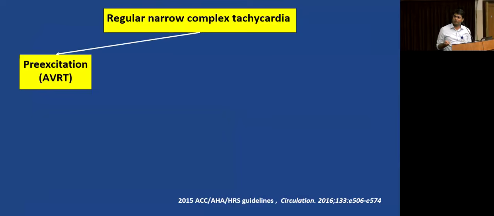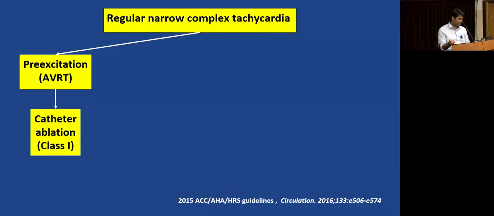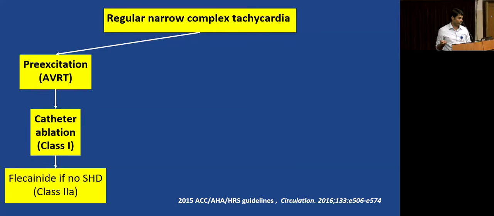Generally what we do is, if you have a regular narrow complex tachycardia and after conversion you have pre-excitation, that means there is antegrade conduction. Some of these pathways do not conduct antegradely. We call them concealed pathways. But if you see pre-excitation, these patients are best for catheter ablation. Always refer these patients for catheter ablation, even with the first episode, because medical treatment has a lot of side effects and it can cause some complications.